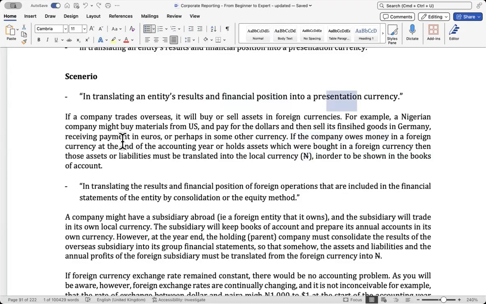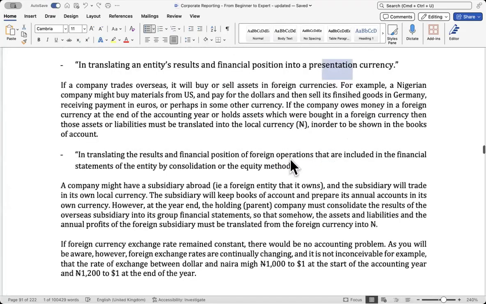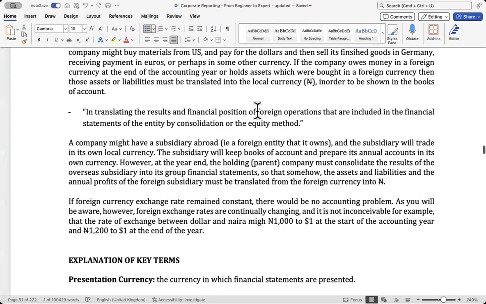Another scope, which is this second one. I said, okay, how do you translate the result and position of a foreign operation that you'd include in your financial statement either by consolidation or equity? So what I mean is that if you have a foreign operation like a subsidiary abroad, that is, you own a foreign entity, and the subsidiary, let's say, is in London, it will prepare its books in its own local currency.